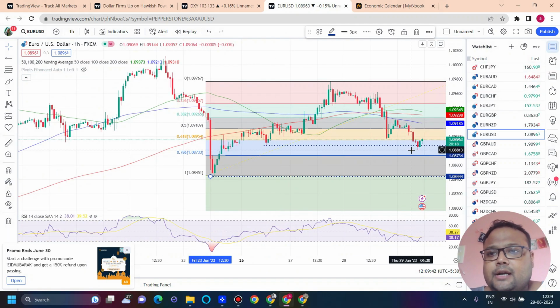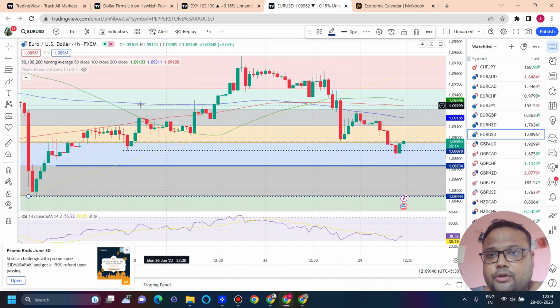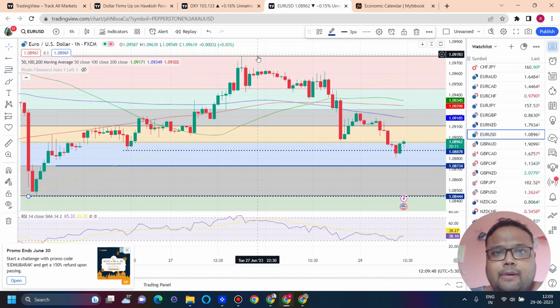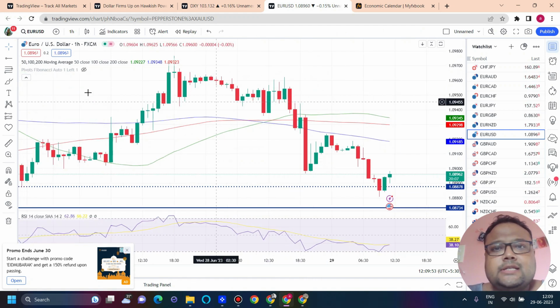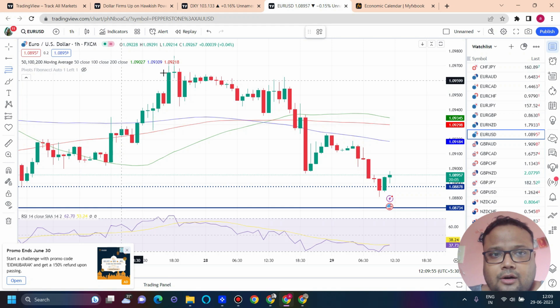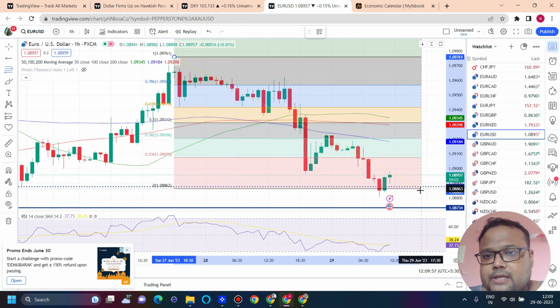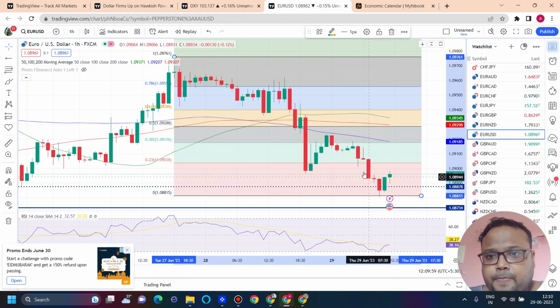So these are the trading opportunities in case we see a drop on the chart of Euro USD. And if you're wondering about the resistances, then in this type of market structure where sellers are dominating, sell on rise or sell at resistance is the best trading strategy you can follow.